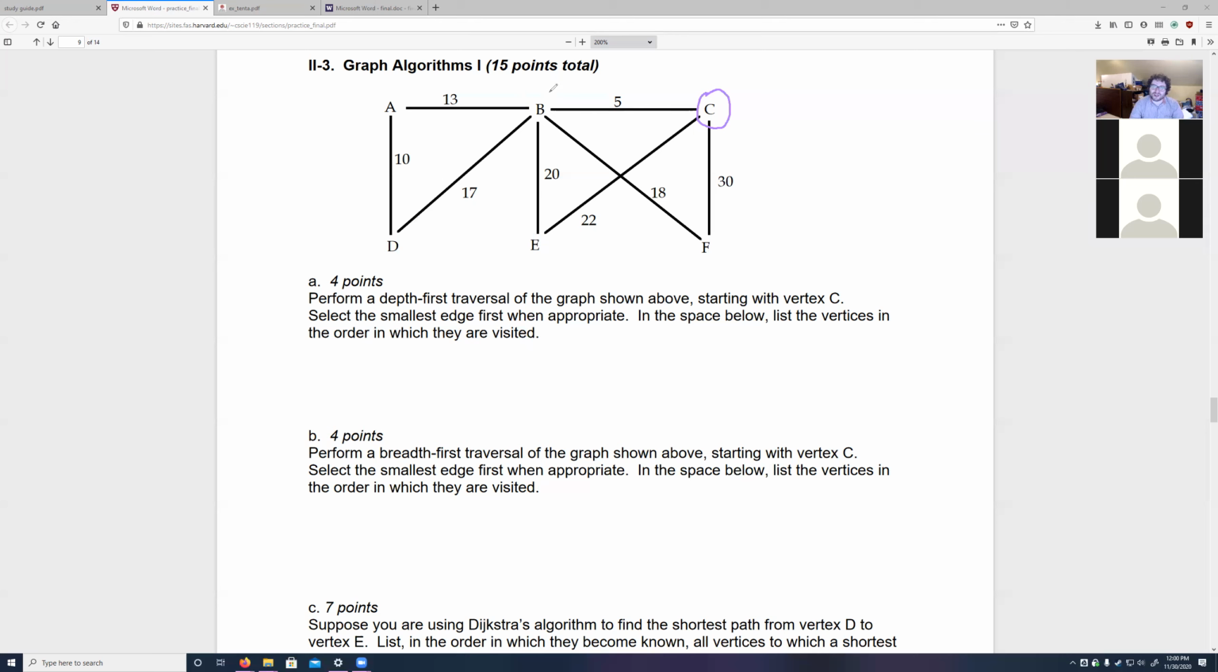So let's mark all the nodes that are distance 1 away. 1, 1, and 1. Those are 1 step away from C. And then 2 away: 1, 2, 1, 2. Now we want to visit the smallest edge first when appropriate. So the edges are 5, 22, and 30, right? The smallest is this one, so B goes first. Then E would be next, and then F, because those are our cheapest ones.